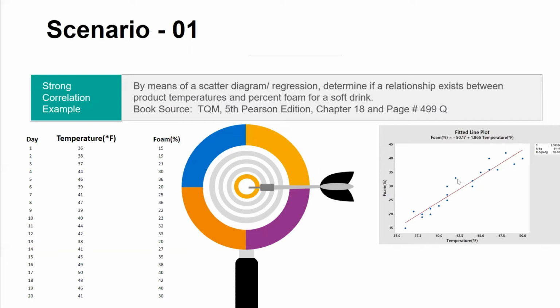So for temperature, R square is 91.1 and adjusted is 90.6. That means 91 is a strong correlation, right? That means the temperature has to do with the foam, right? That's what it means.